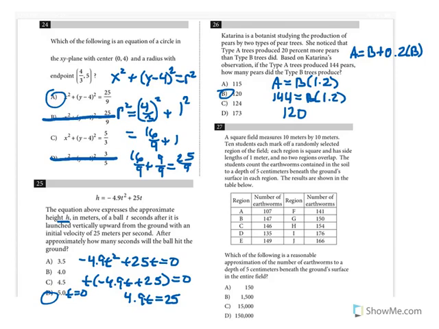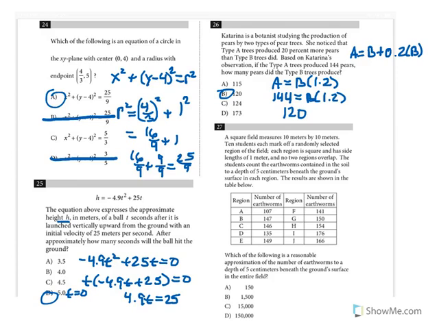A square field measures 10 meters by 10 meters. 10 students each mark off a randomly selected region of the field. Each region is a square and has side lengths of 1 meter and no two regions overlap. The students count the earthworms contained in the soil to a depth of 5 centimeters beneath the ground surface in each region. The results are shown in the table below.